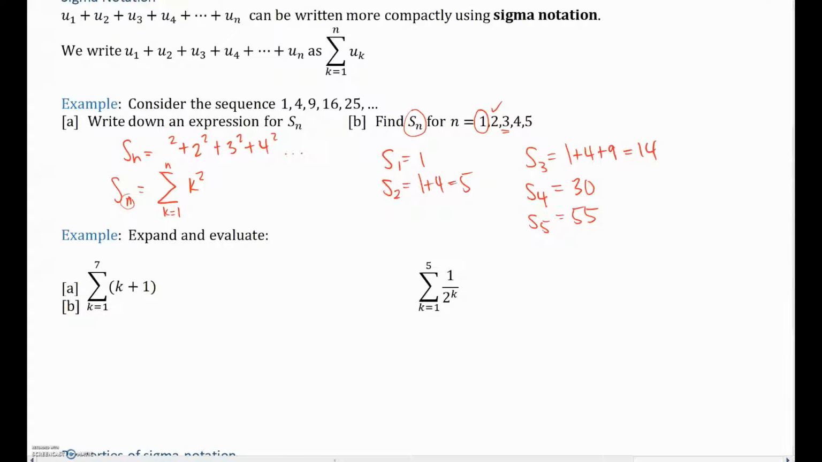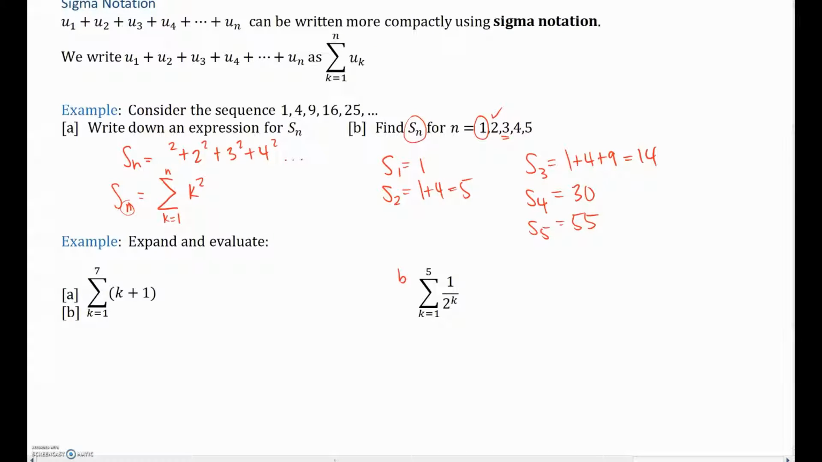All right, what about the next one? Oh, my formatting got a little messed up. That is A, and this is B, apparently. Hopefully it printed out nicer than that. And it says expand and evaluate. So how am I going to do that? I am going to expand this out.